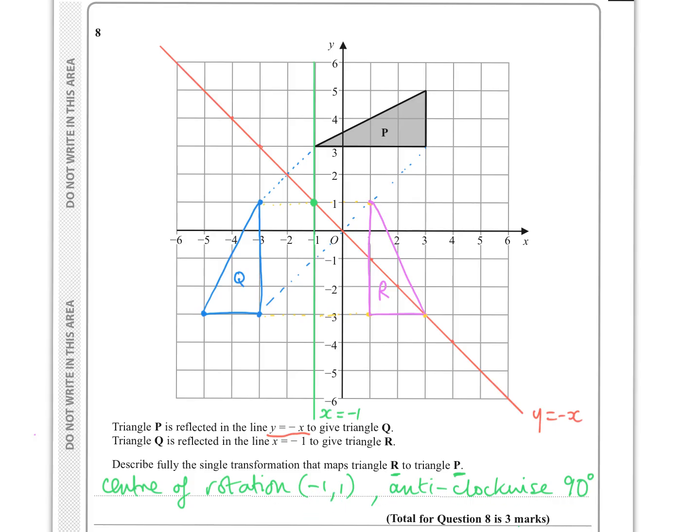and then anti-clockwise 90. You can say clockwise 270, that would be acceptable, but generally angles always turn in anti-clockwise fashion from 0.